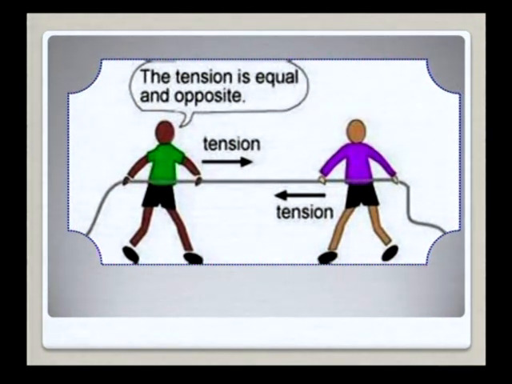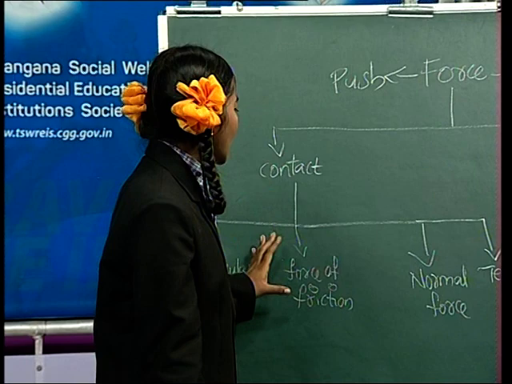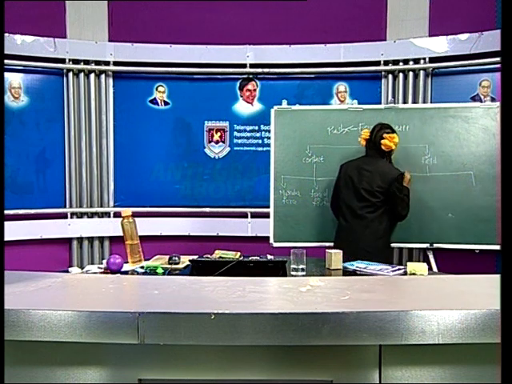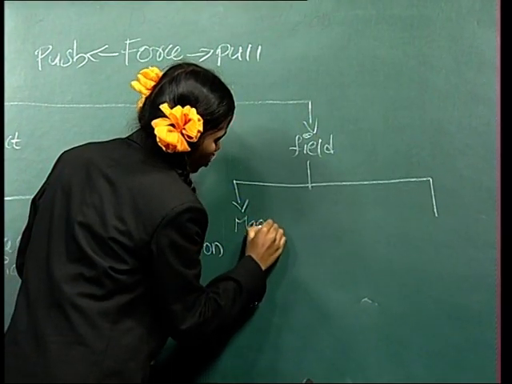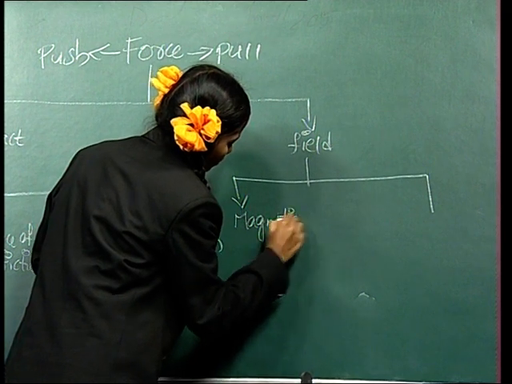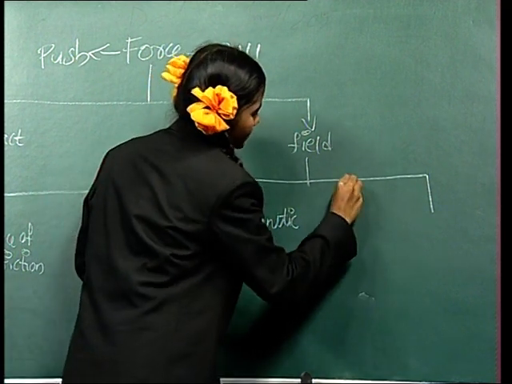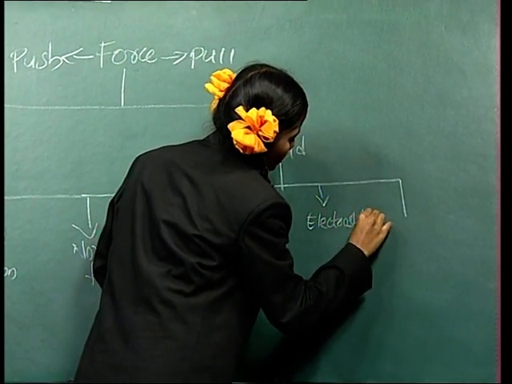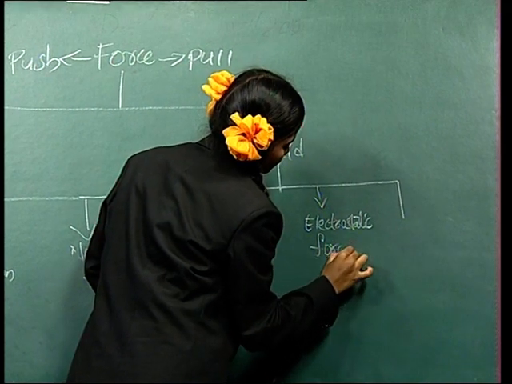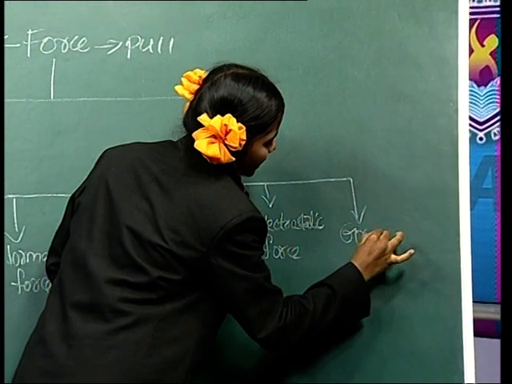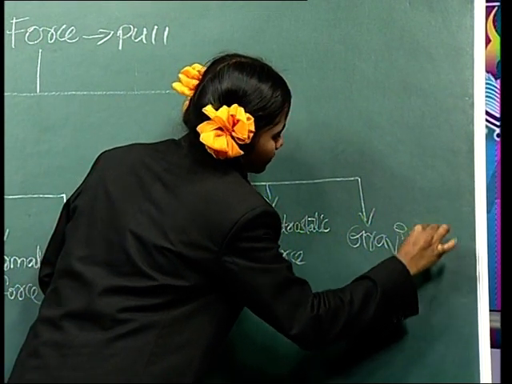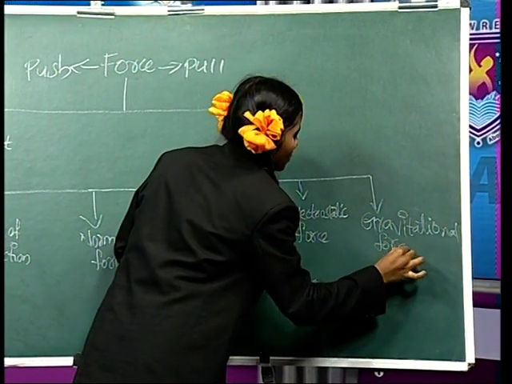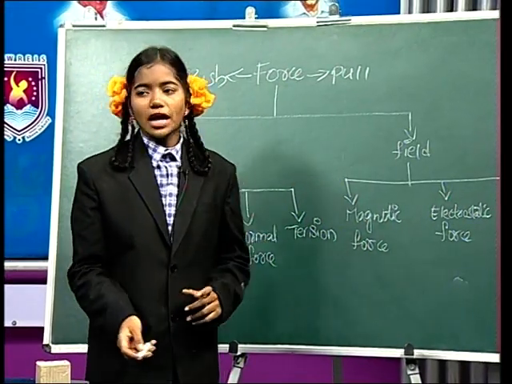Friends, just now we have discussed contact forces and their types. In field force, there are three types. They are magnetic force, electrostatic force, and the last one is gravitational force. Friends, let us learn about magnetic force.